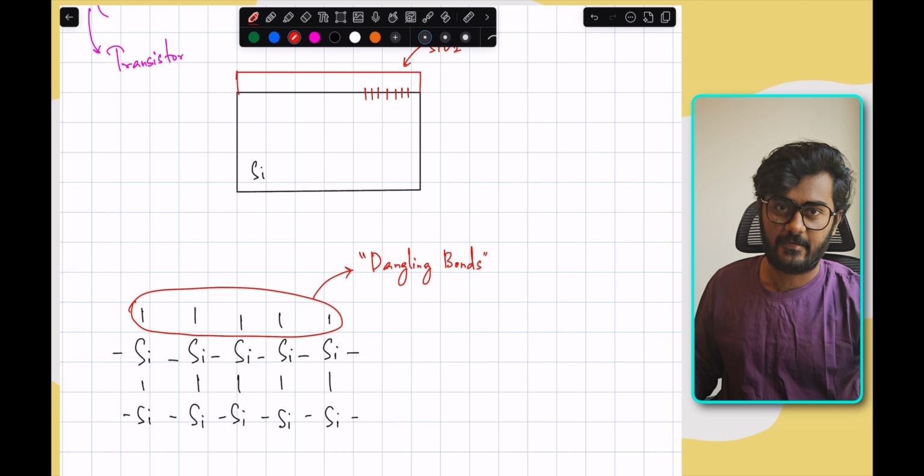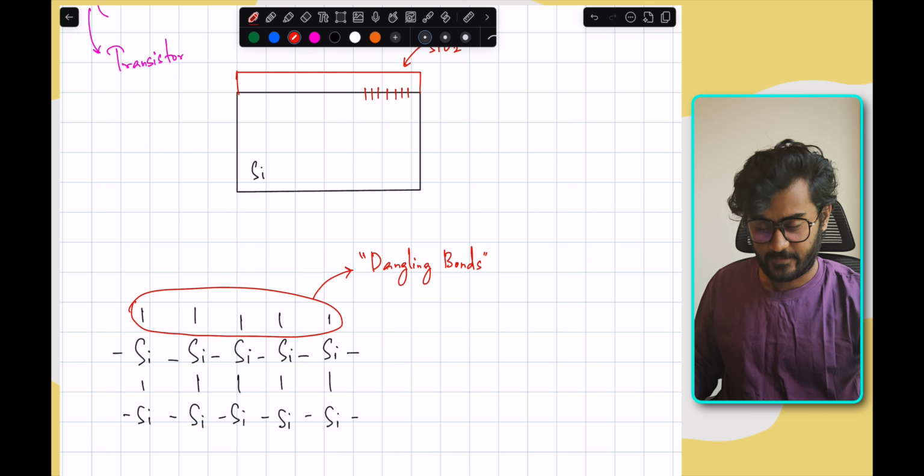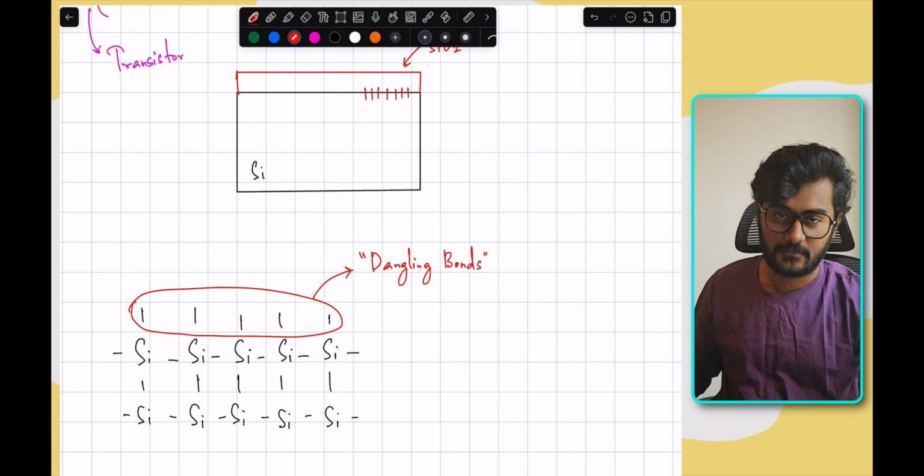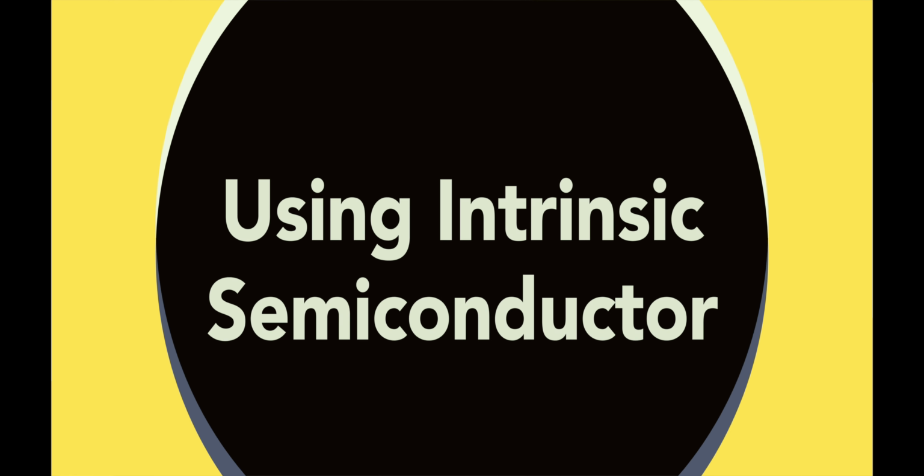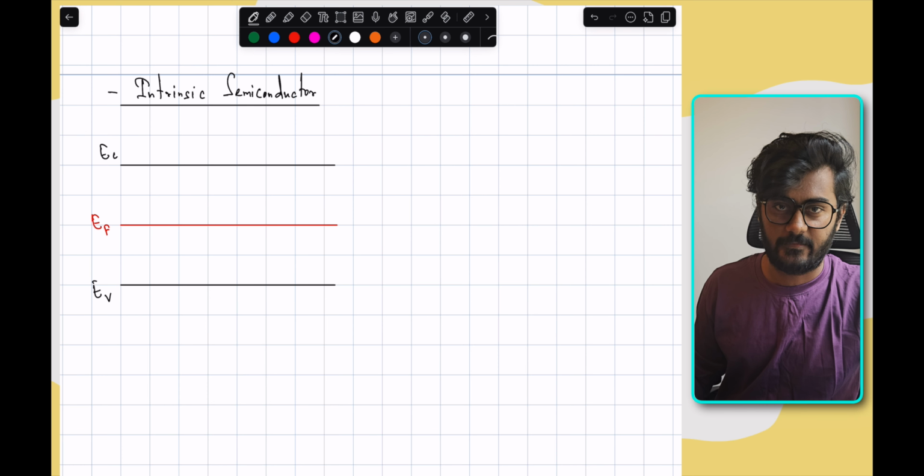So from this discussion we can see that directly replacing the substrate with an insulator does not work. We'll look at the next part, that is, why not just use an intrinsic semiconductor. Let's start by looking at the energy band diagrams.